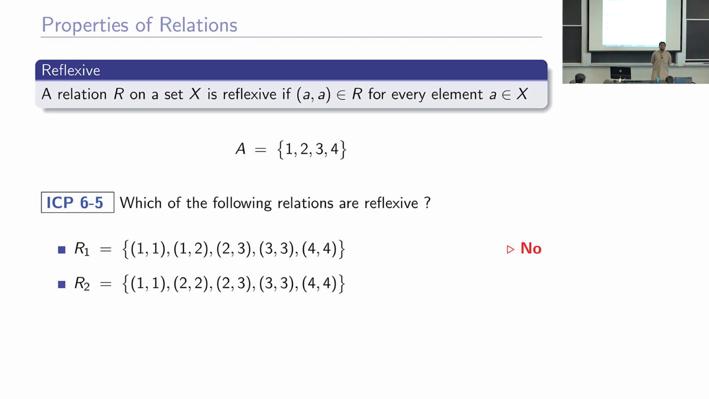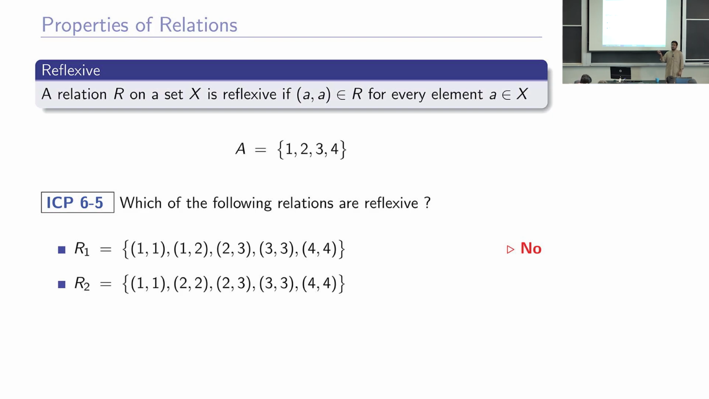R1, what? Look at the definition of reflexive relation. For every element in X, it should be related to itself. Every element A in X should be related to itself. So (A, A) should be there for every A in X. Here (2, 2) is not there.